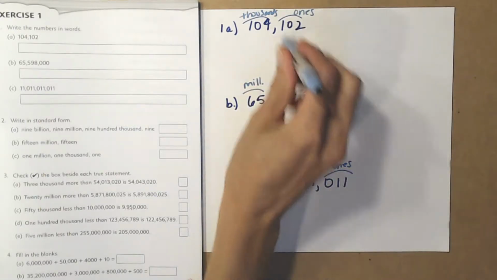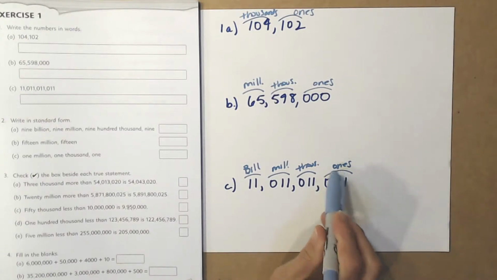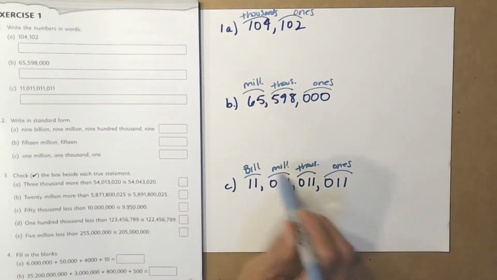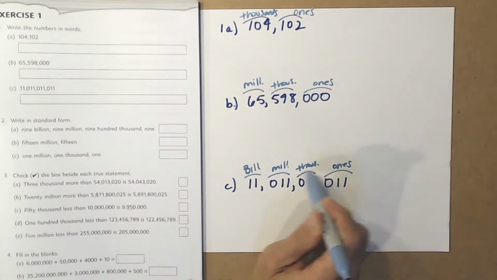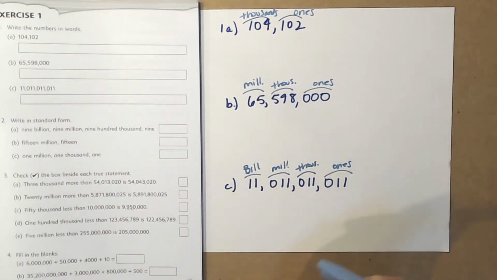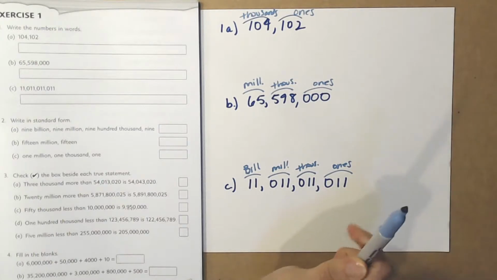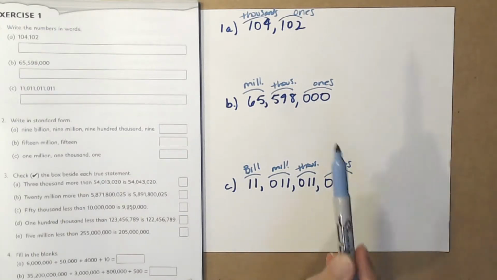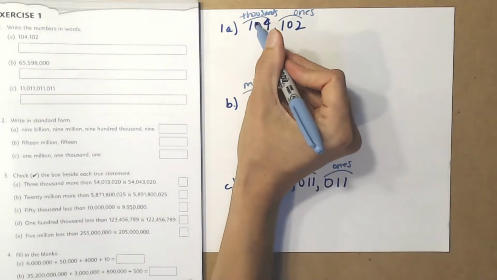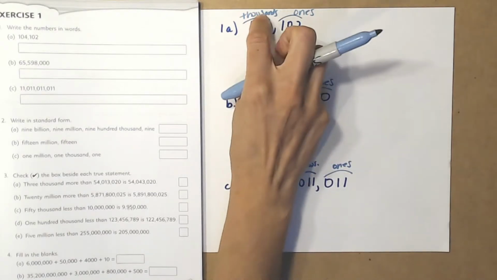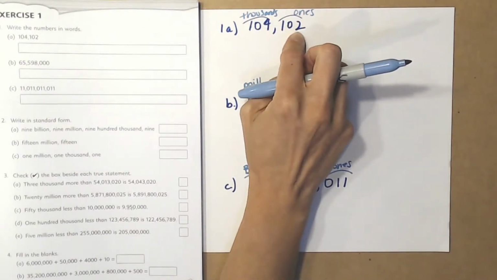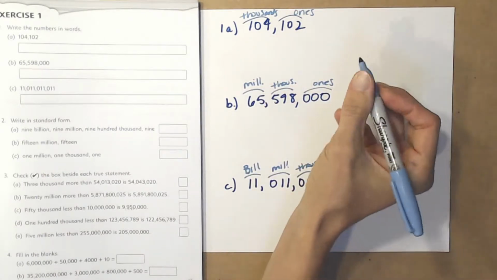So I wrote the 3 numbers here, and I labeled the different families. So we have ones family, thousands, millions, and billions. And then when we write them in words, we group each family together. So for this first one, we have 104 thousands and 102 ones.